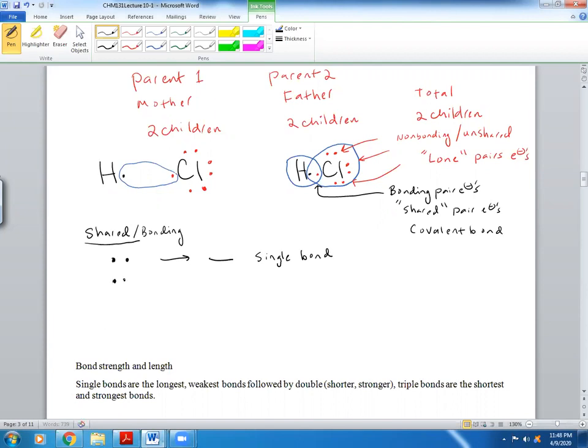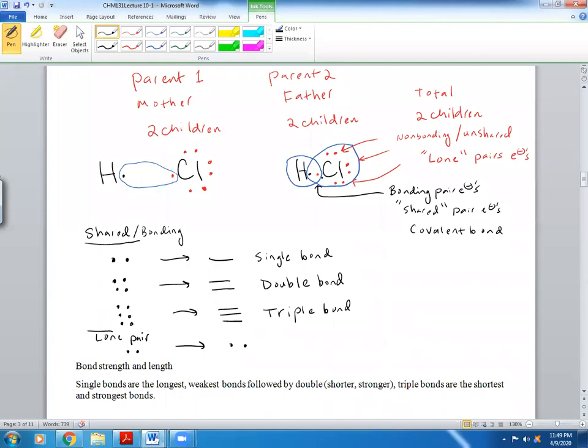If we have 2 pairs, well, that's now 2 lines, and that's called a double bond. I'll give you an example on this. If we have 3 shared pairs, that would be a triple bond. Now, if you have a lone pair, it remains a lone pair. You do not put any lines because it's still a lone pair. So you leave it as it is.